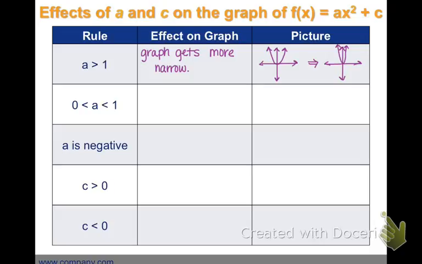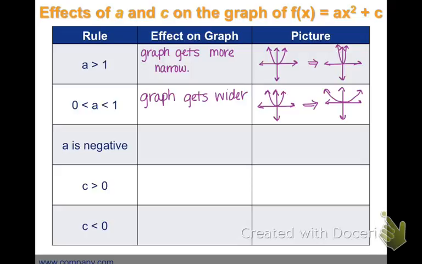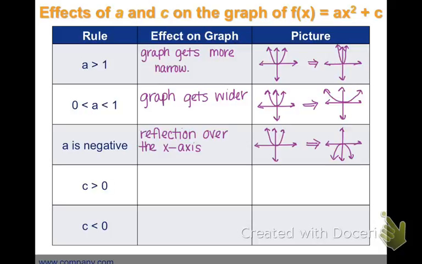So when we look at when a is less than 1, basically fractions that are between 0 and 1 or decimals, the effect on the graph that you should have noticed is that the graph gets wider. And so this is what we see here. You're going to have to put this on pause to be able to get these copied down in your notes. When a is negative, the graph flips over, and what we call that is a reflection over the x-axis. The graph is flipping over the x-axis.